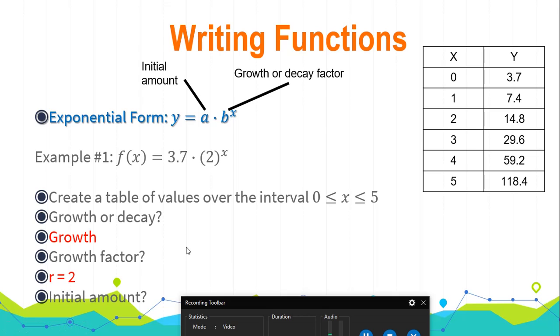The initial amount is when x equals 0. In our table, we can see that it was 3.7. The initial amount is also present in the original function. Right here, a is 3.7. So in order to write an exponential function, we need to know the initial amount a and the growth factor b. And sometimes we refer to b as r, which is our common ratio.